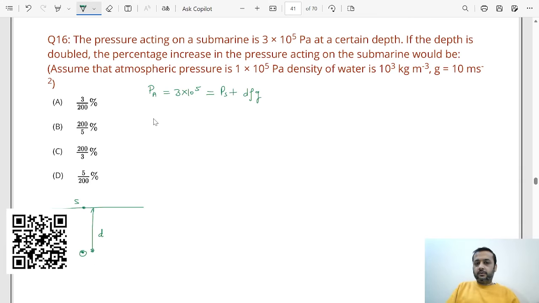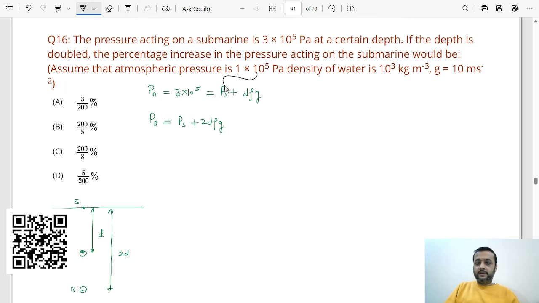Now the question is saying that if you double the depth, suppose we take the submarine to the point B, which is 2d below the surface. So what is the percentage increase in the pressure? The pressure at point B will be pressure at the surface plus 2d rho g, right? Now the pressure at the surface is P atmospheric, which is 10 to the power 5. So this value you can put as 10 to the power 5.